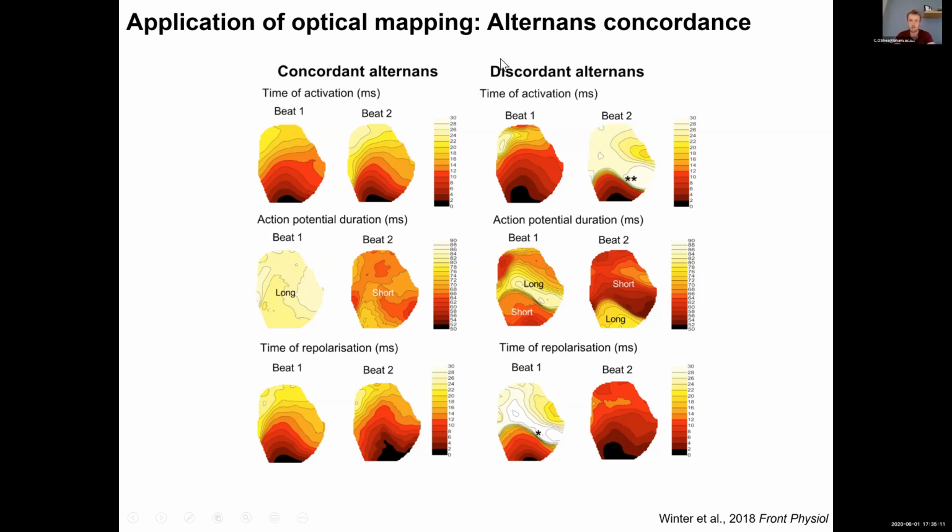On the right here, you can see what happens when you get discordant alternans. You have areas of the heart which show a long action potential duration next to areas that show a short action potential duration. The result is crowding of the isochronal lines, and so the crowding of the repolarization times. This causes a functional conduction block, which then manifests in the next beat as an actual slowing of the conduction velocity, which causes then conduction block and the onset of ventricular fibrillation.